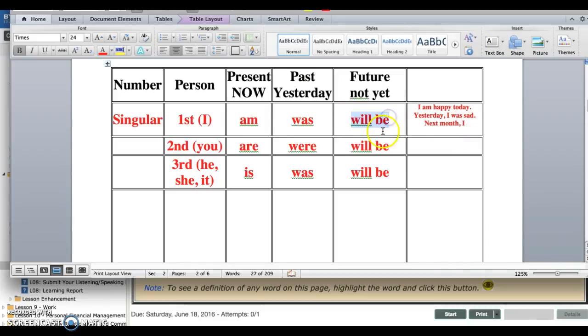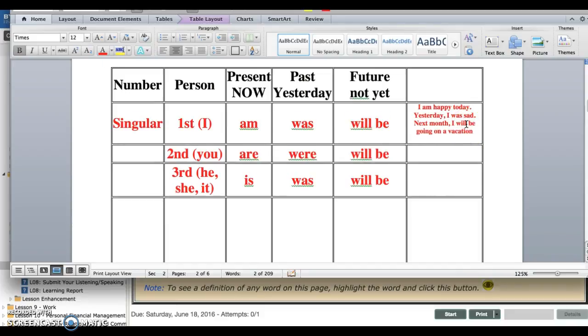This is the verb I would use. I will be going on a vacation. So there's my first person, because I'm saying I. That means I'm speaking in first person, talking about me. Here's my verb, will be. It wouldn't make sense to say next month I was going on a vacation, because was is for the past. Okay, so that is when we're talking in first person.